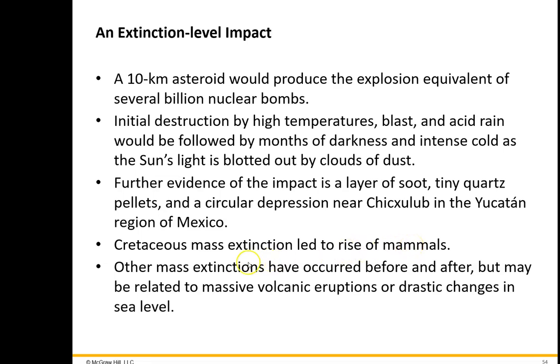All right. Anyhow, mass extinctions could have occurred before and after, but many have been related to volcanic eruptions or huge changes in the sea level. All right. So just to let you know.